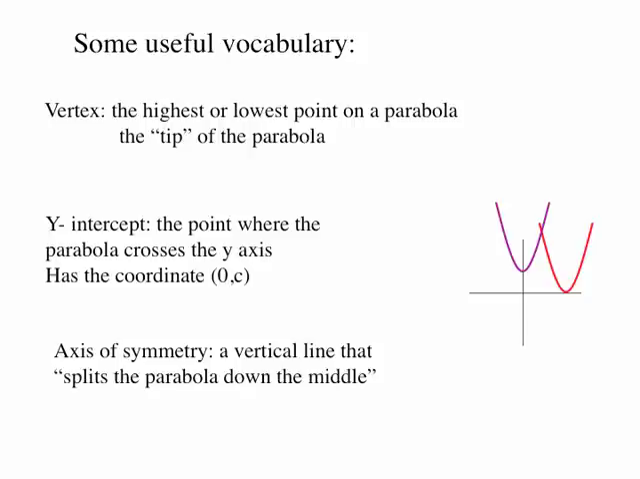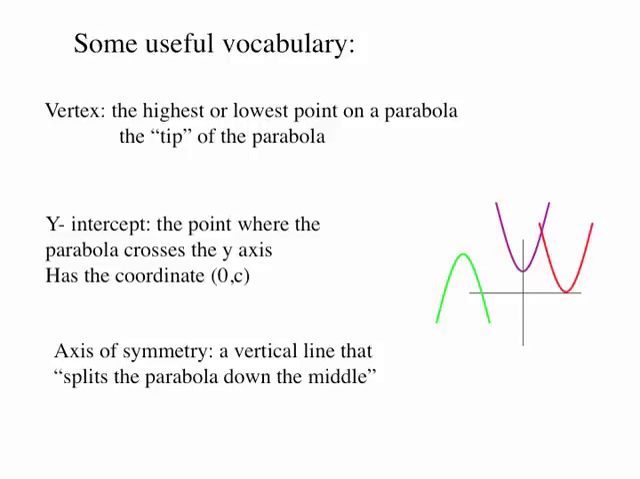This parabola also has a minimum point. It has a bottom point. So the vertex of this parabola is the lowest point on it. The parabola shown in green has a highest point on it. Because it is an upside down parabola, it has a maximum value. So its vertex is going to be at the top of that green arc.